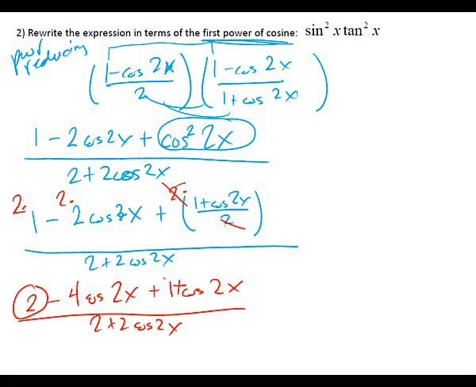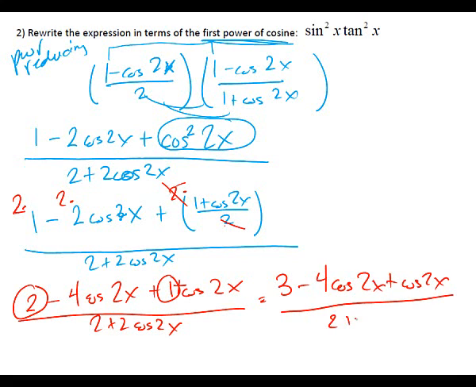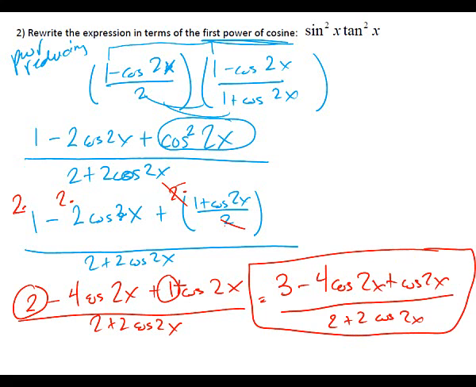All right, what are we going to do with this and this? Add them. So what's 2 plus 1? 3 minus 4 cosine 2x plus cosine 2x over 2 plus 2 cosine 2x. Done. If that happened to be like a 4, we'd probably want to, well, I can't. There's no 4. If there were evens in there somehow, we could factor out, but I'm pretty sure it's not like that on the test.